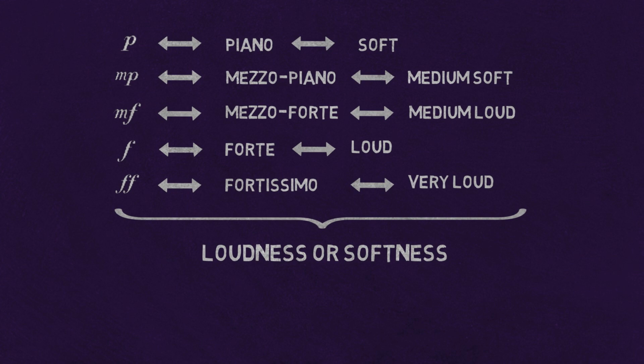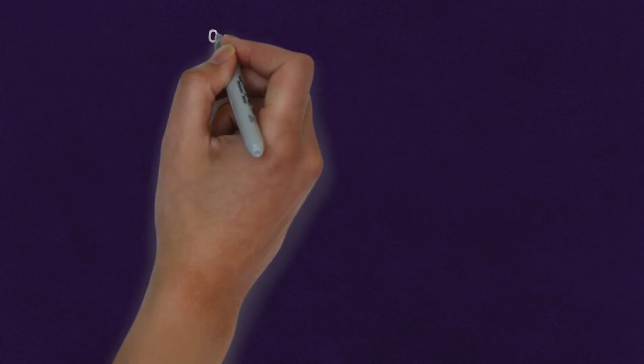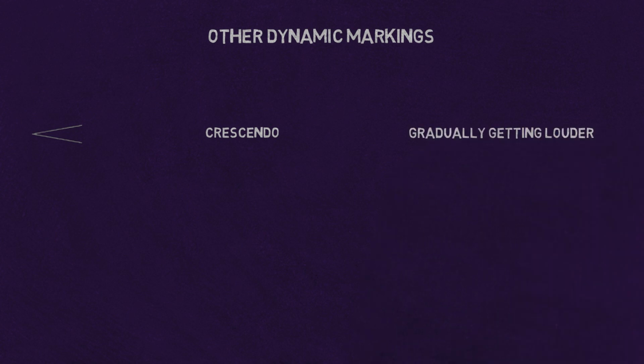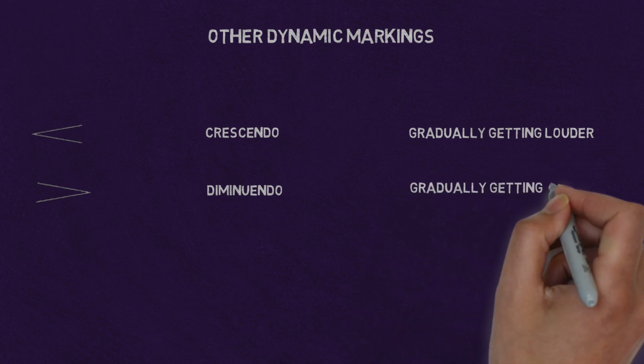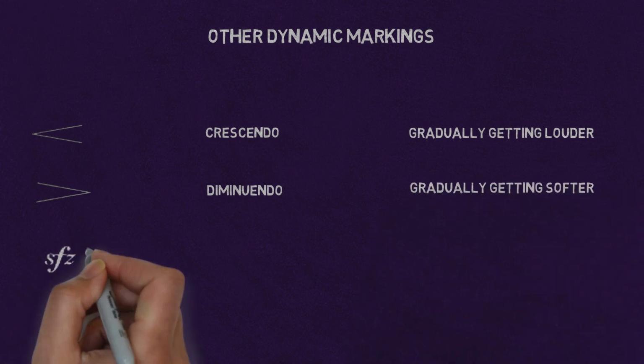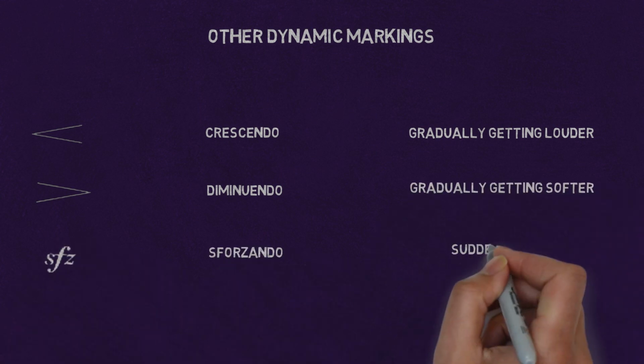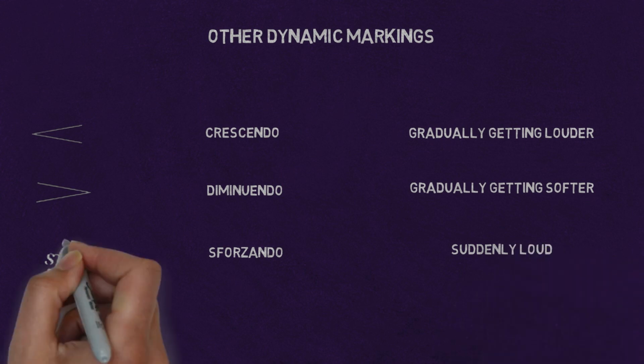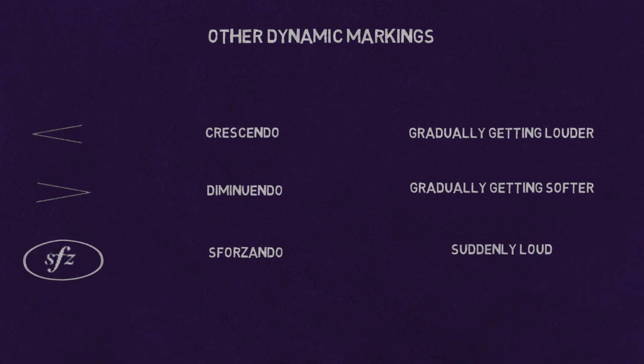In addition to these common markings, there are also other dynamic markings that indicate specific changes in loudness. These include crescendo, meaning gradually getting louder. Diminuendo, meaning gradually getting softer. Sforzando, meaning suddenly loud. SFZ, similar to sforzando.